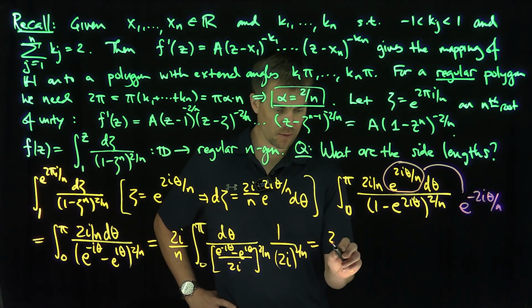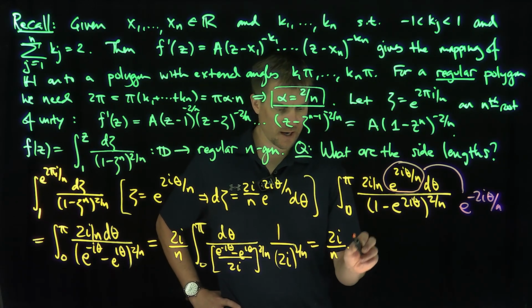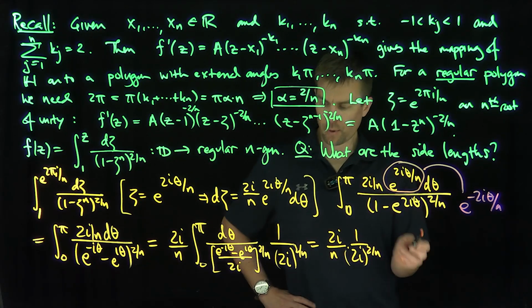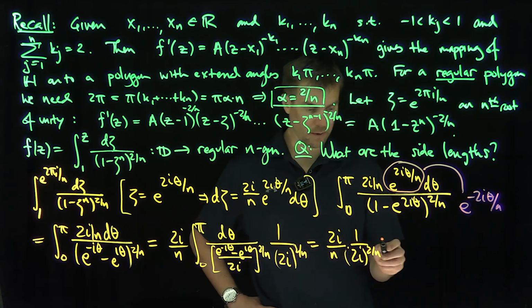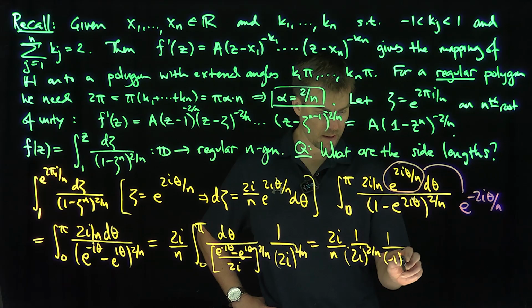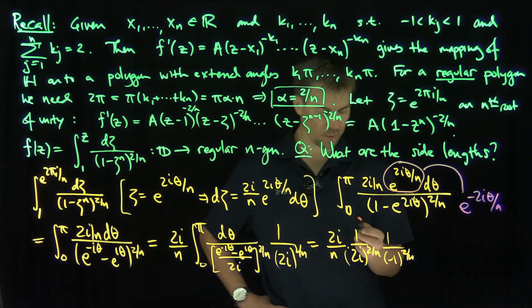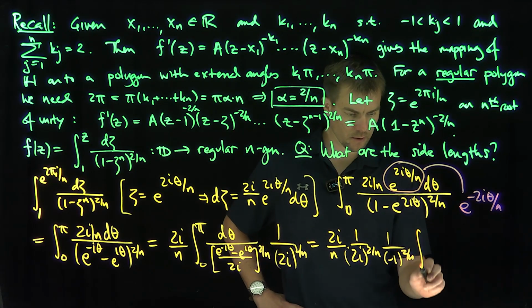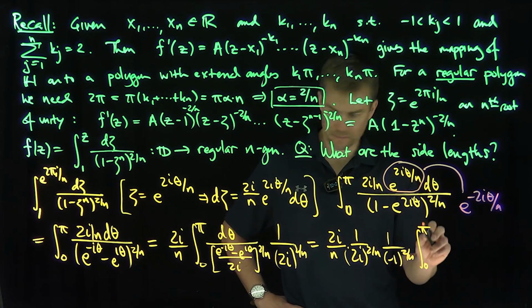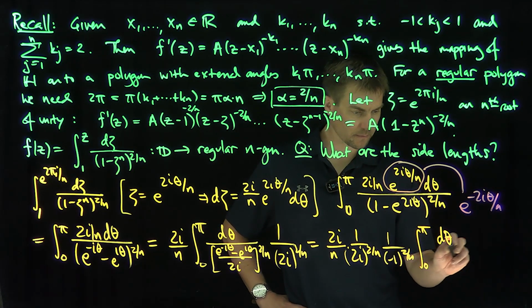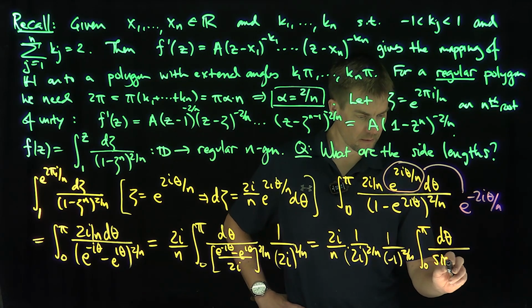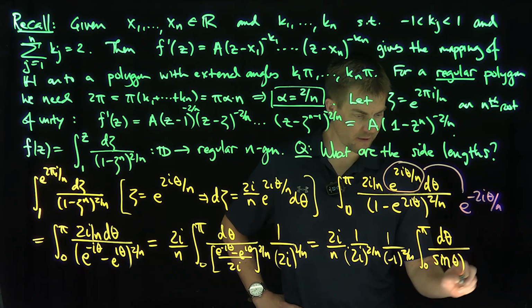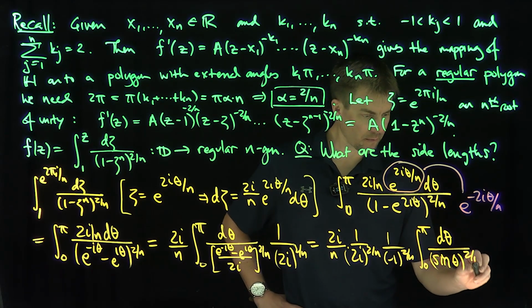This is going to be a 2i over n times 1 over 2i to the 2 over n. I'll pull a negative 1 to the 2 over n out, so that I have a 1 over negative 1 over 2 over n, one of those roots. Those are unimodular things, right? Integral from 0 to pi of what? Of d theta over, that's going to be the sine of theta. Sine of theta to what power? Sine of theta to the power 2 over n, like that.